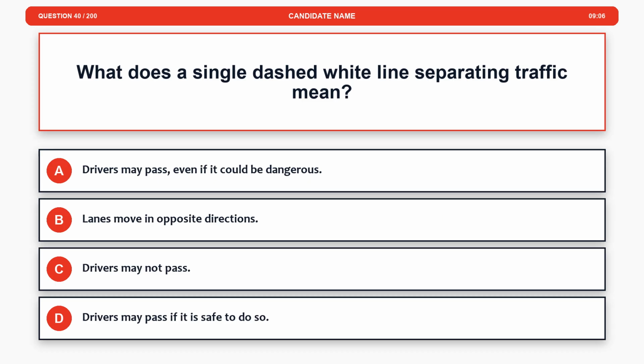Question 40. What does a single dashed white line separating traffic mean? Option A, drivers may pass, even if it could be dangerous. Option B, lanes move in opposite directions. Option C, drivers may not pass. Option D, drivers may pass if it is safe to do so.